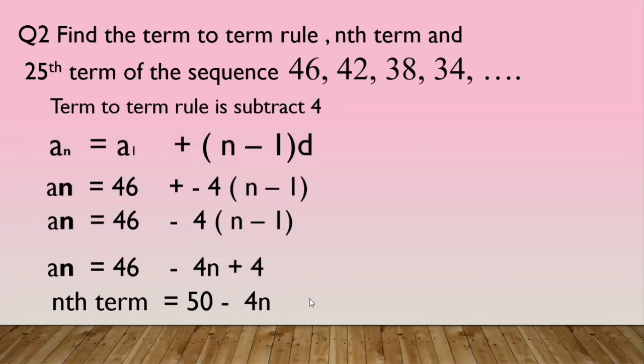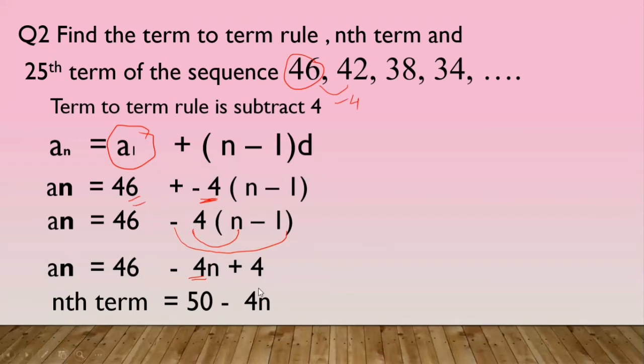Understood, everybody? Okay, so once again, let us see what we did here. We substituted the value of the first term, a1. So our a1 is what? 46. So we substituted 46 here. Our common difference is minus 4. We substituted minus 4 in place of d, and n minus 1. Plus into minus becomes minus. Minus 4 into n is minus 4n, and minus 4 into minus 1 is plus 4. So 46 plus 4 is 50, and 50 minus 4n is our nth term.